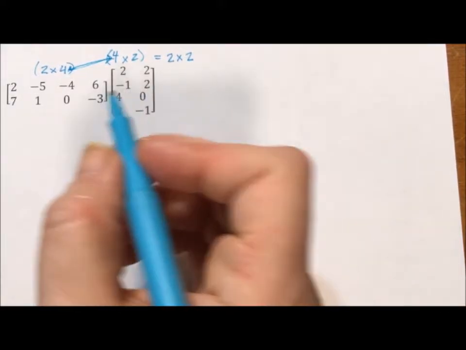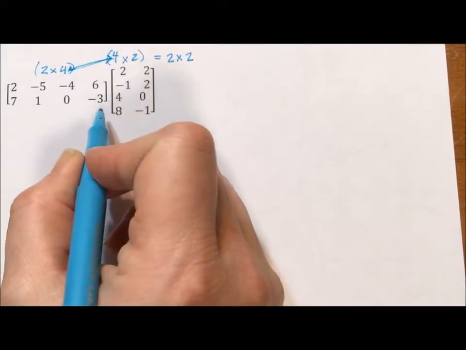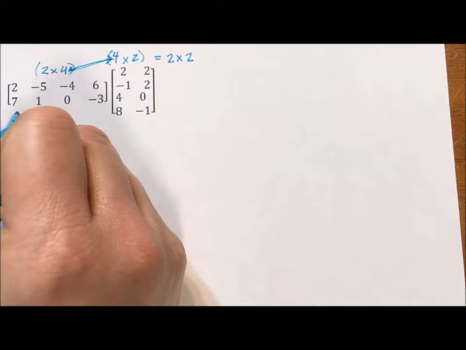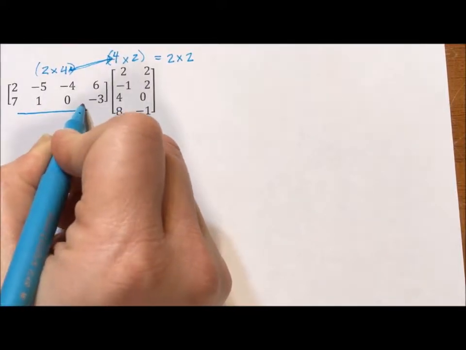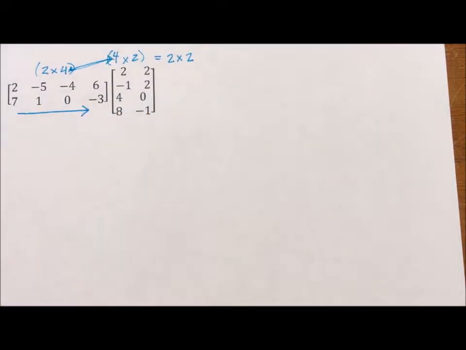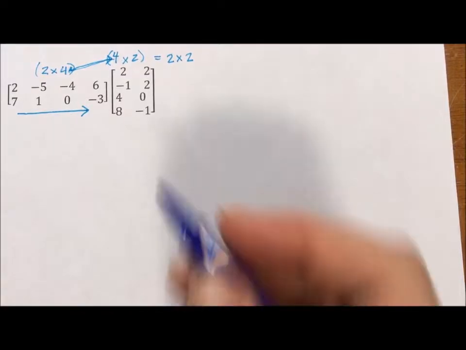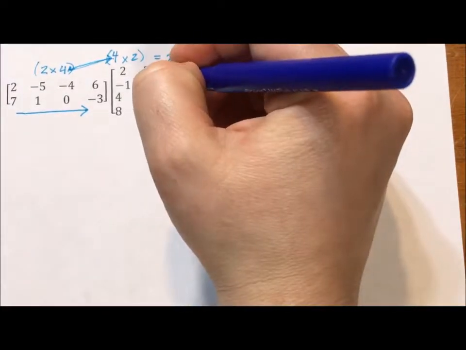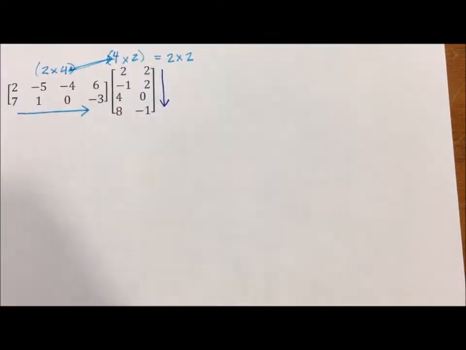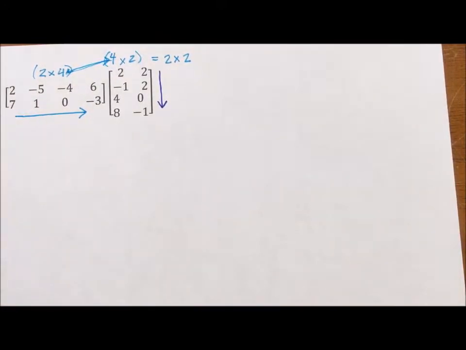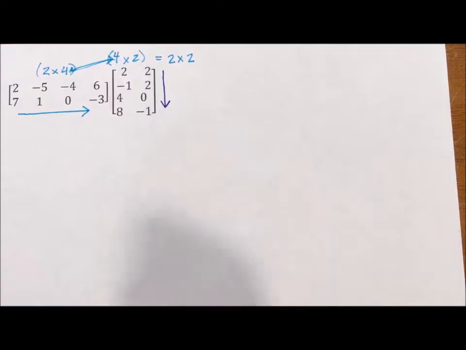To multiply matrices, the first matrix represents the rows, so we multiply across the first matrix. The second matrix represents the columns, so we're going to multiply down the columns. The way we do this is we do it number by number.